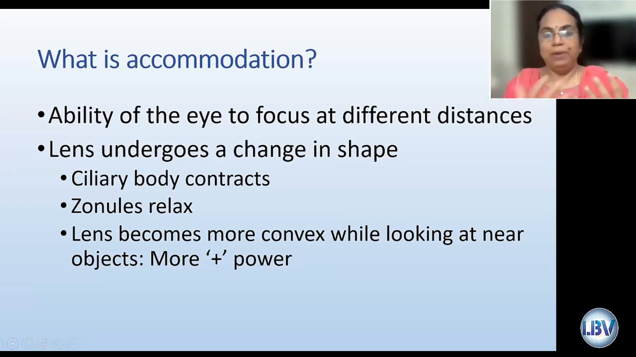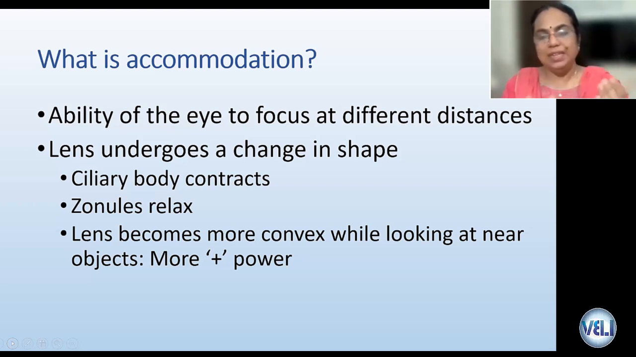So what happens in accommodation is basically there is a change in the shape of the crystalline lens, which is a biconvex structure in the eye. Your ciliary body contracts when anything is brought up close. Zonules relax. The lens becomes more biconvex and therefore more plus. Okay, so this is the basic of accommodation.